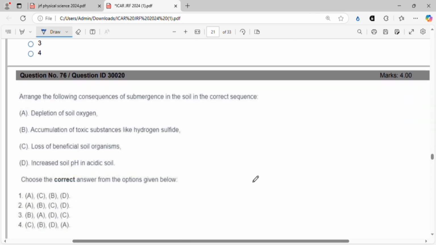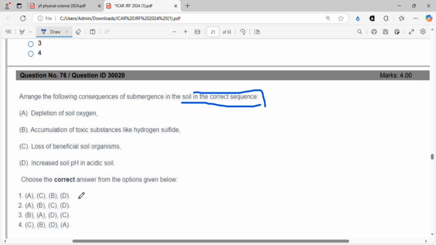Let's move on to the next question, where you arrange the following consequences of submergence in the soil in the correct sequence. This question is a bit vague. What are they trying to say by correct sequence? That is not entirely clear, and you have to face some questions like this in the examination. You cannot do anything, you have to face these questions. So we will try to solve this, but the question is not very clear. What are they trying to say?